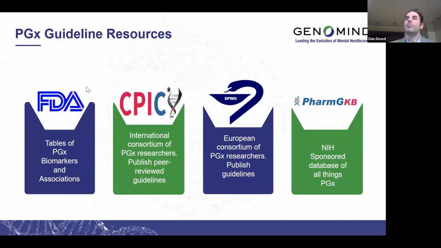Okay. I mentioned the guidelines that we've incorporated into this tool. Those guidelines come from one of 3 sources: the FDA, CPIC, which is the Clinical Pharmacogenetic Implementation Consortium. It's a global group of researchers that publish peer-reviewed guidelines. They have, I think, about 24 published guidelines to date. And then DPWG, who also publishes peer-reviewed dosing guidelines, pharmacogenetic guidelines out of Europe.